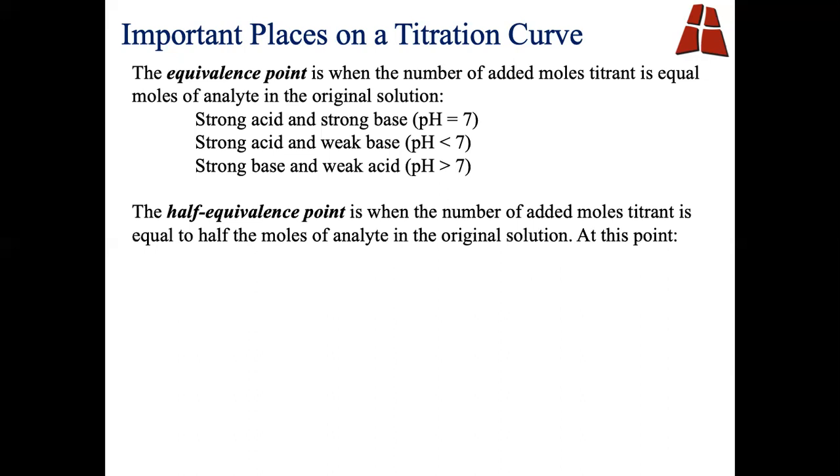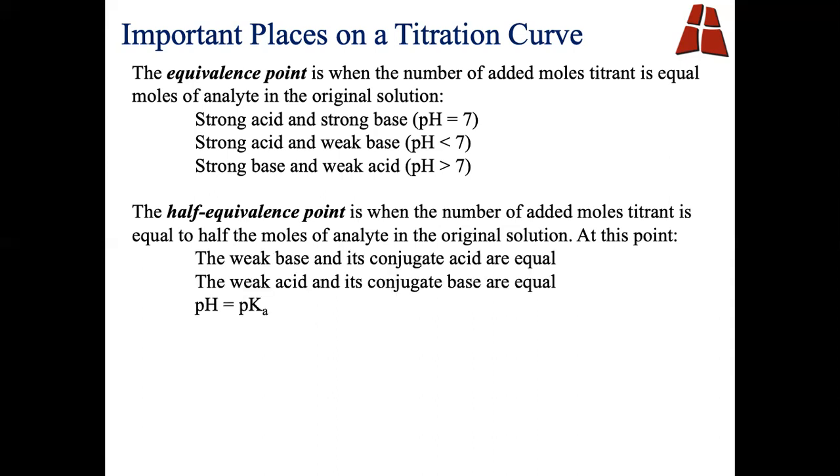The other mainly important point in our titration curve is the half equivalence point. And so as the name would indicate, this is when the number of moles of titrant added is equal to half the moles of analyte in our original solution. And at this point, our weak base and its conjugate acid are equal if we are titrating a weak base. This is also where the number of moles of weak acid would be equal to the number of moles of conjugate base that are present if we were performing a titration of a weak acid. And of course, this is also where pH is equal to pKa.